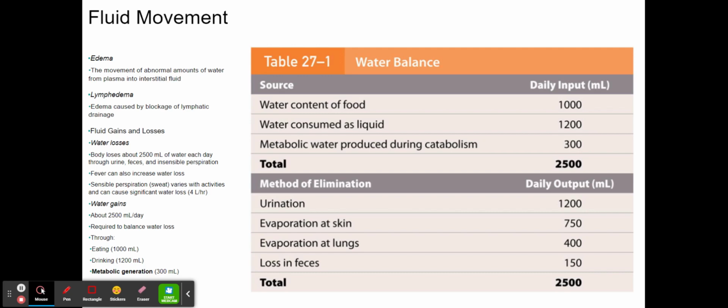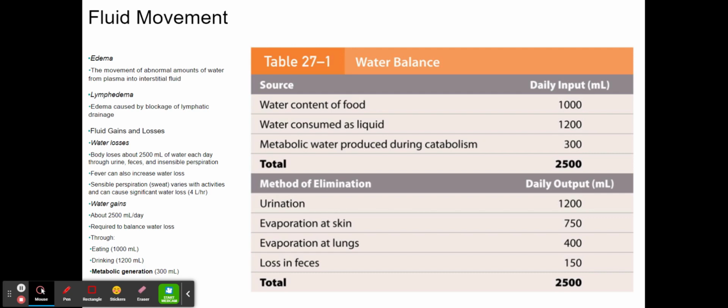You lose about 2,500 milliliters of water each day through urine, feces, and insensible perspiration, or the gradual movement of water across the epithelia of the skin and lungs. The water loss due to sensible perspiration, or the secretory activities of the sweat glands, varies with physical activity. Sensible perspiration can cause significant water deficits, with maximum perspiration rates reaching 4 liters per hour. Fever can also increase water losses. For each degree that body temperature rises above normal, daily insensible water losses increase by 200 milliliters. The advice, drink plenty of fluids, for anyone who's sick has a definite physiological basis.